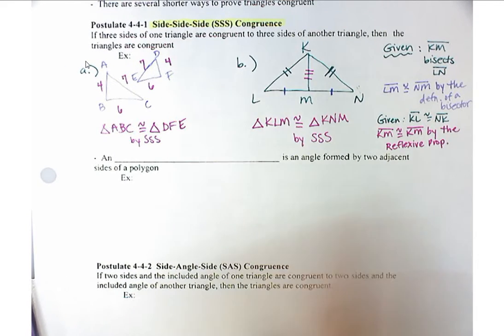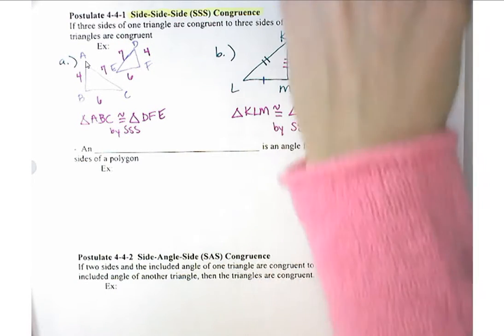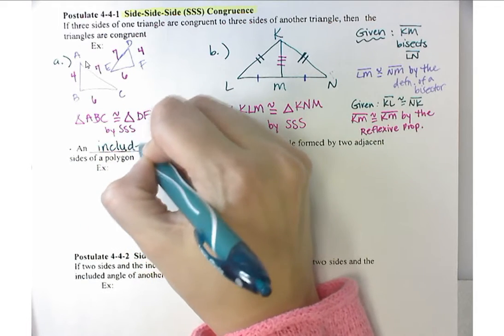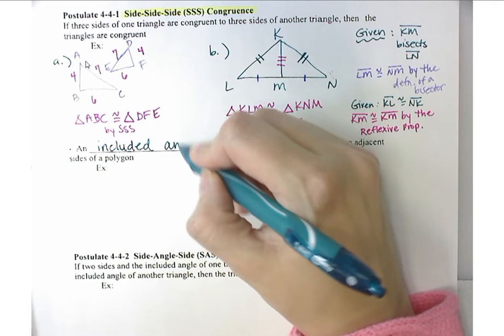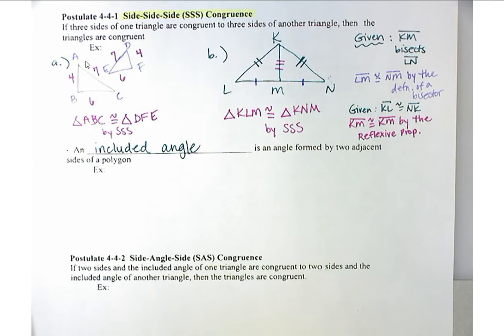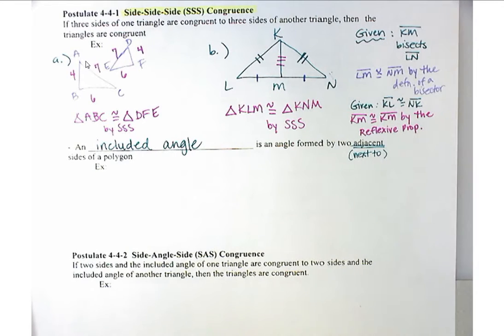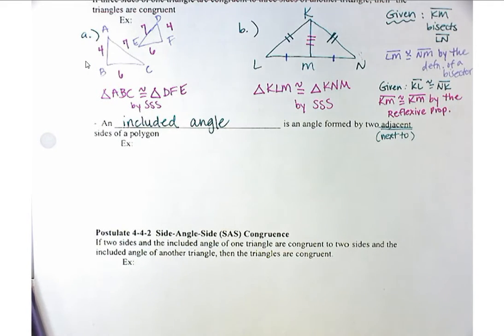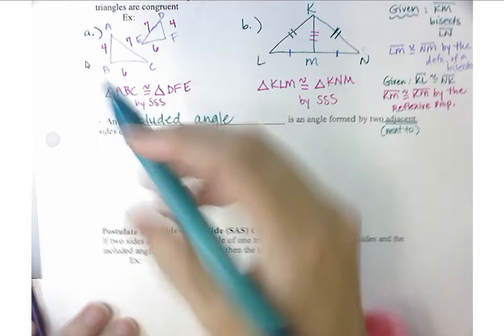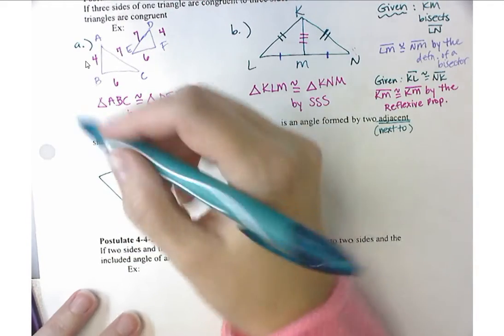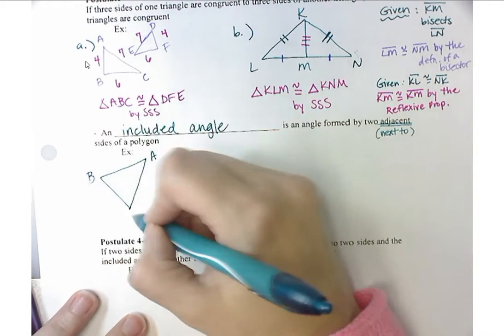Now, before we talk about the next theorem, we have to make sure we understand what is meant by included angle. So, an included angle is an angle that's formed by two adjacent sides of a polygon. Okay, and then just remember, if it's adjacent, it means that it's next to. So I'm going to give you a triangle, and then we are going to name our adjacent parts together. Okay, so here's your triangle. We're going to call it ABC.